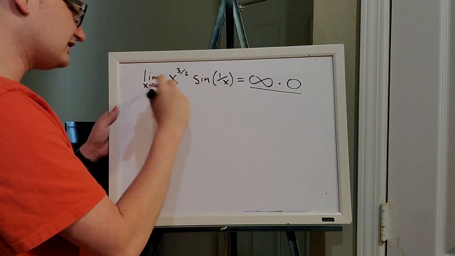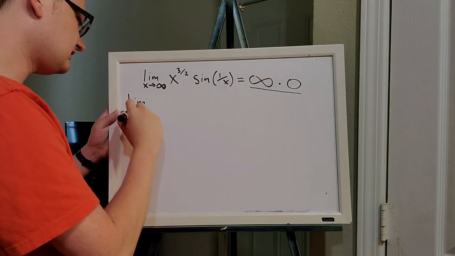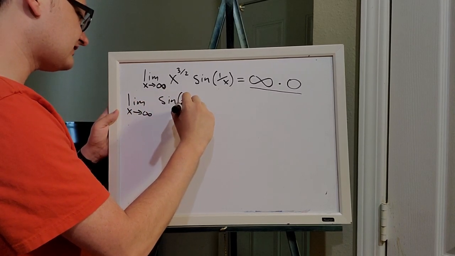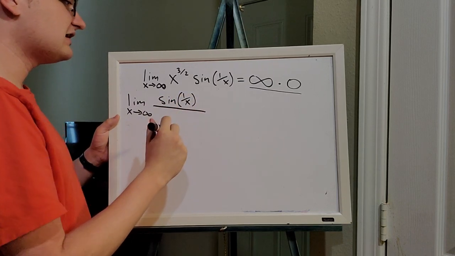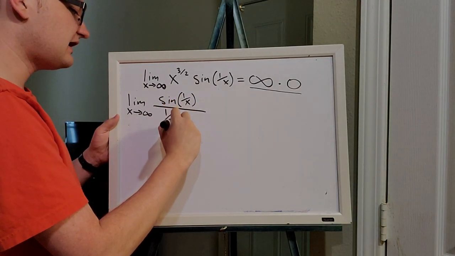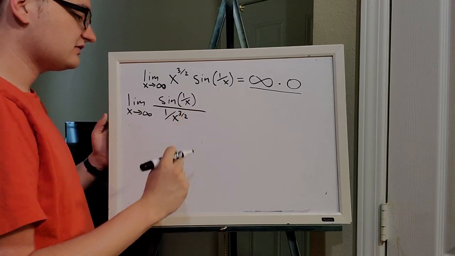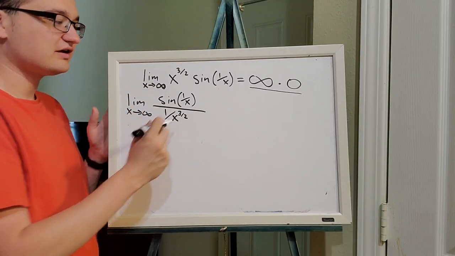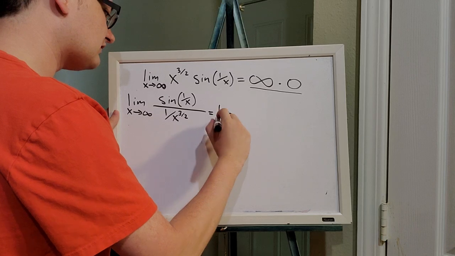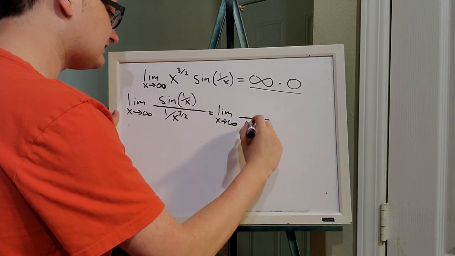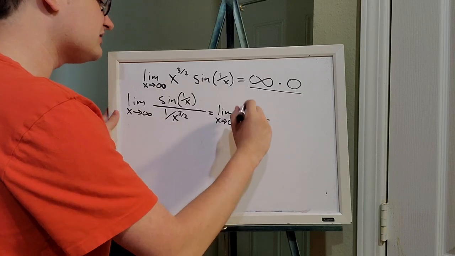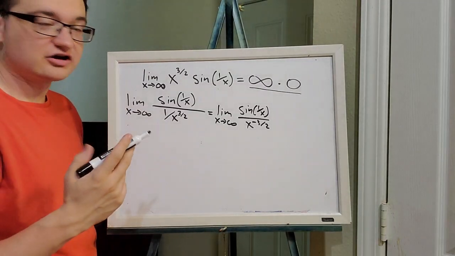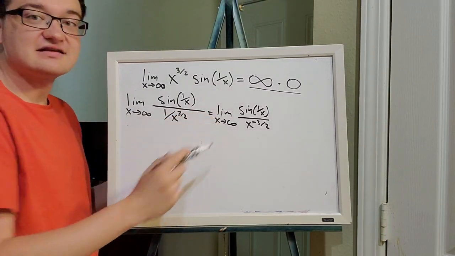We are going to rewrite this limit as follows. We're going to have sine of 1 over x, and we're going to have 1 divided by x to the 3/2. We're going to switch it around so we have 1 over x to the 3/2, or alternatively, x to the negative 3/2, in the denominator and sine of 1 over x in the numerator. Why are we doing this? It makes this a fraction.